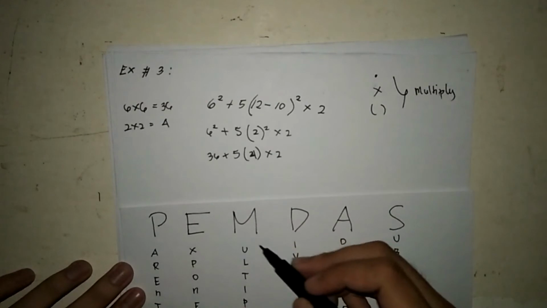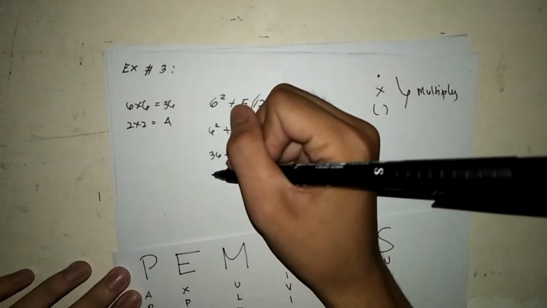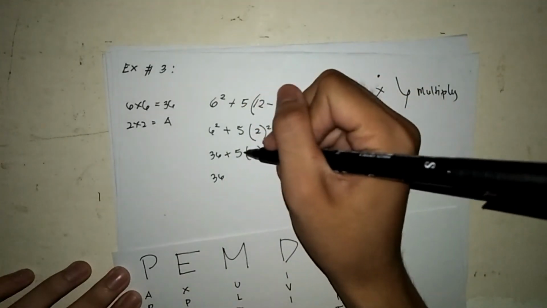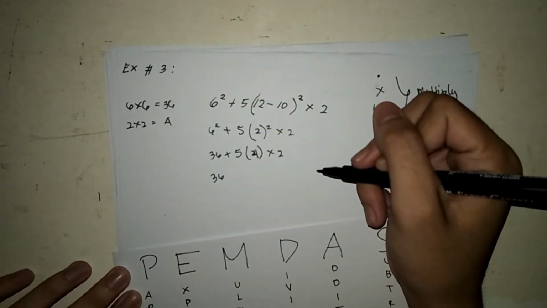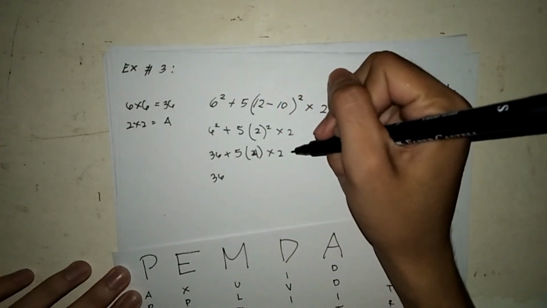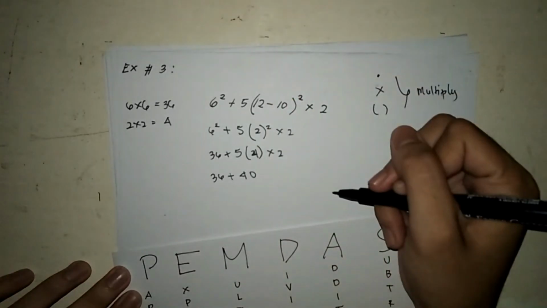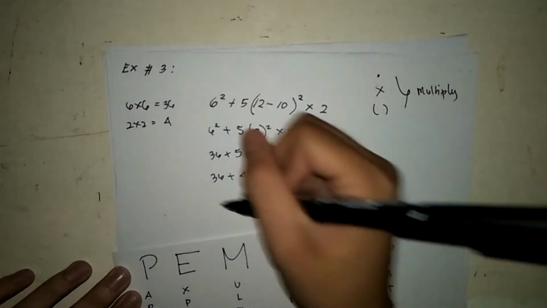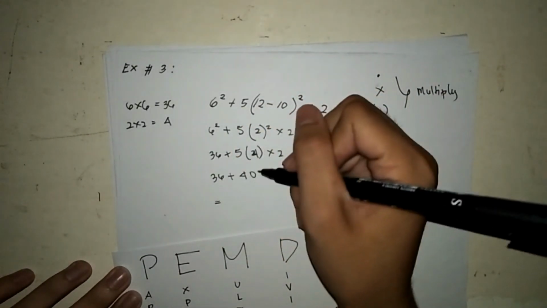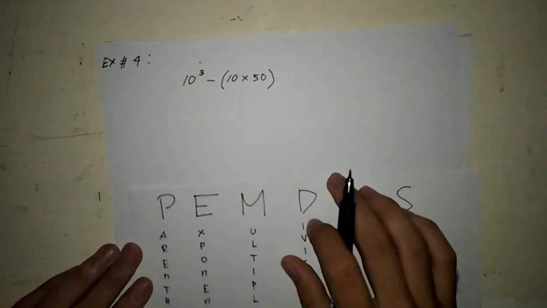So, next is for multiplication, which is ito. So, 36, 5 times 4 is equals to 20. 20 times 2 will give us 40. Tapos, 36 plus 40, yun, will give us 76. Ito yung answer. Diba easy lang?